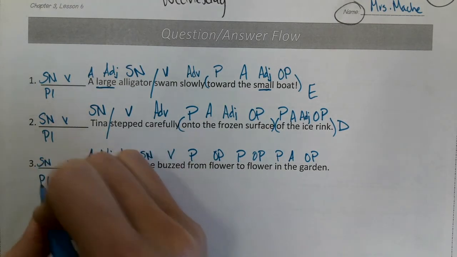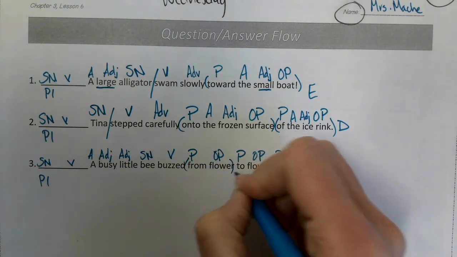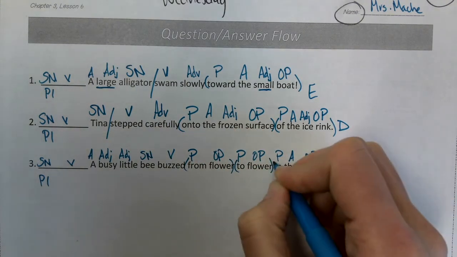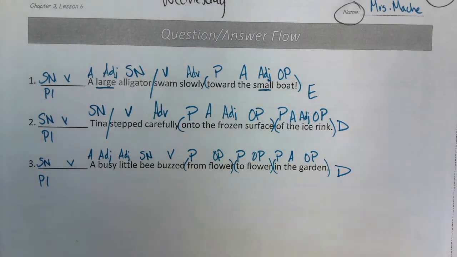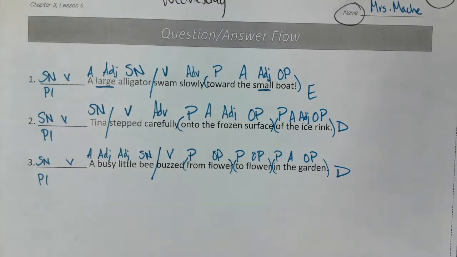Subject, noun, verb, pattern 1, check. From flower, prepositional phrase. To flower, prepositional phrase. In the garden, prepositional phrase. Period, statement, declarative sentence. Go back to the verb, divide the complete subject from the complete predicate.